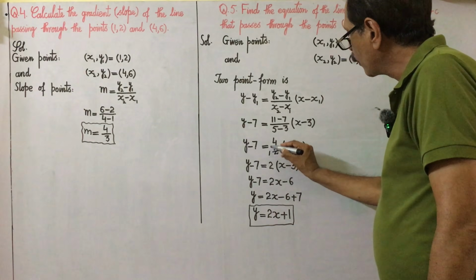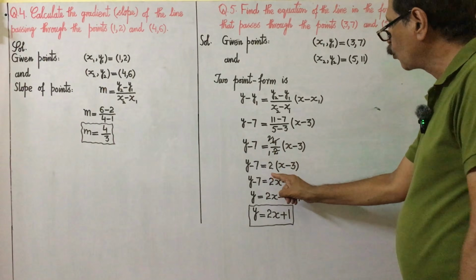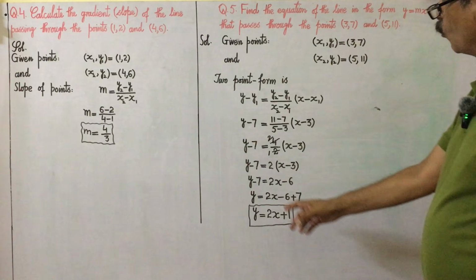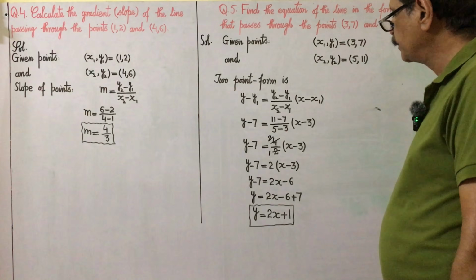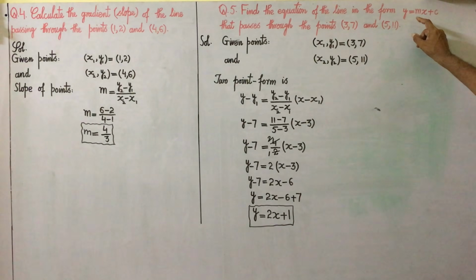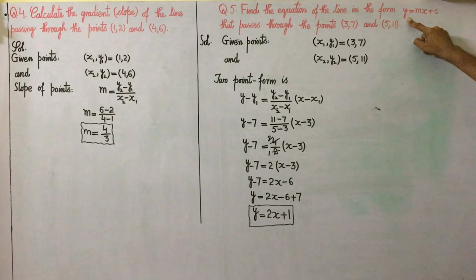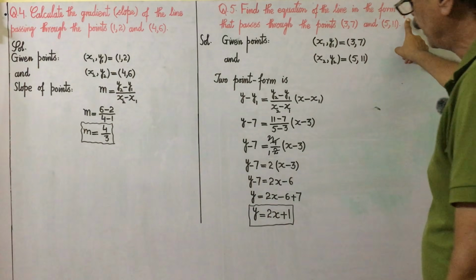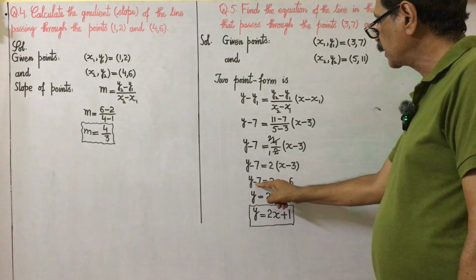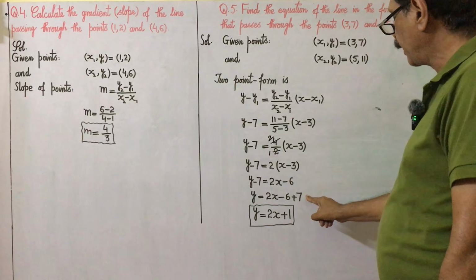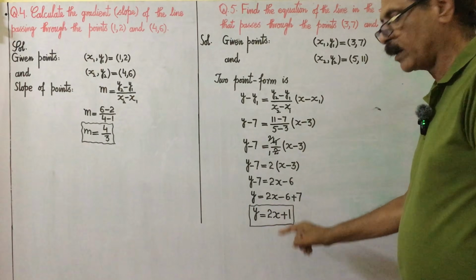2 1s are 2, 2 2s are 4. Y minus 7 is equal to 2 into (x minus 3). Opening the bracket, y minus 7 is equal to 2x minus 6. We have to leave the equation in the form y is equal to mx plus c, so only y will be on the left hand side. Let us do that. Y is equal to 2x minus 6 minus 7; transposing to the right hand side it becomes positive 7. Y is equal to 2x plus 1.